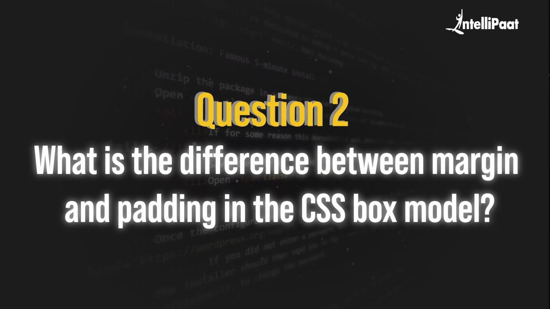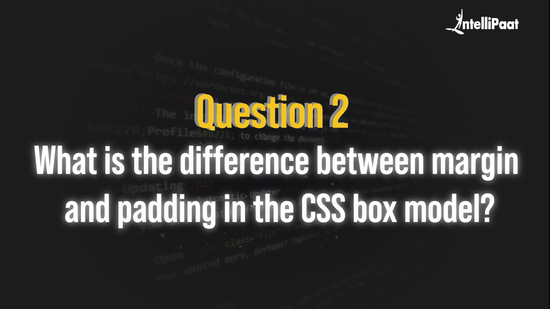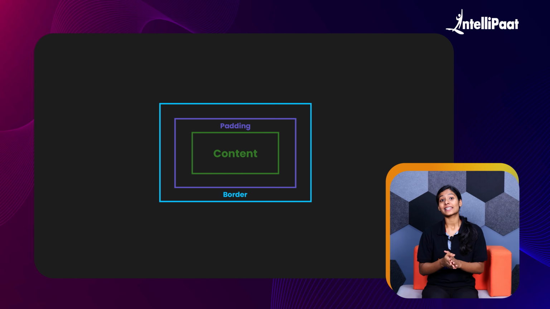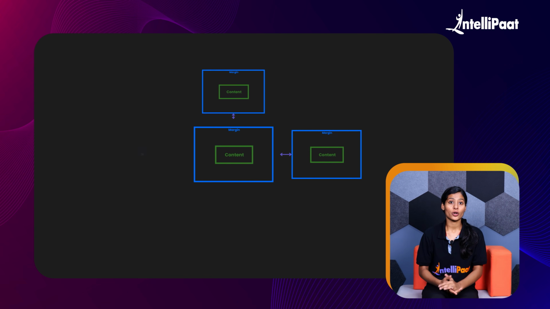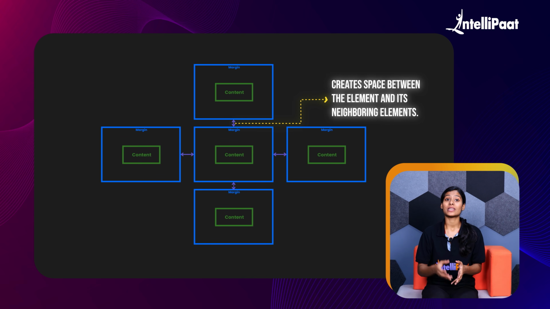Which brings us to our next question, which is, what is the difference between margin and padding in the CSS box model? Padding is the space inside the border of an element, which creates space between the contents of the box and the border of the box. Margin, on the other hand, creates space between the element and its neighboring elements.